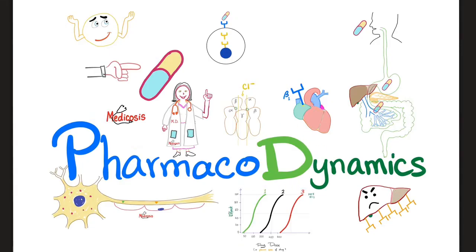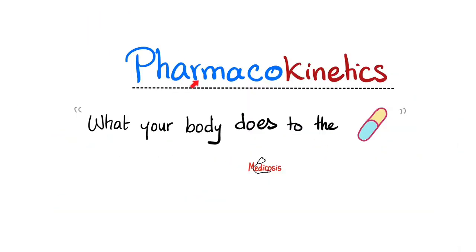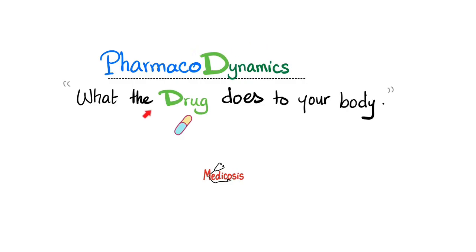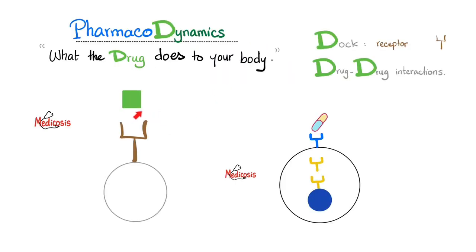What is pharmacodynamics? What the drug does to your body. Pharmacokinetics is what your body does to the drug, and this is ADME: absorption, distribution, metabolism, elimination. But pharmacodynamics is what the drug does to your body. This is the drug, this is the receptor in your body. If the drug is water soluble, it cannot pass through the membrane, so the receptor will be on the outside. But if the drug is lipid soluble, the receptor will be on the inside, which could be cytoplasmic or nuclear. And the drug is going to bind to the receptor like a key in a lock, like a truck in a dock. So pharmacodynamics studies drugs and the receptors and the drug-drug interactions.